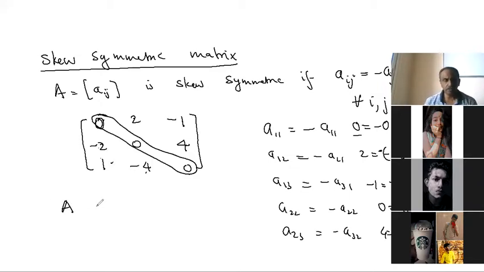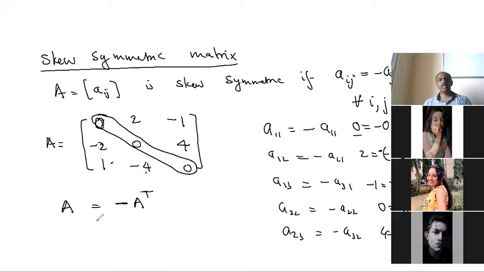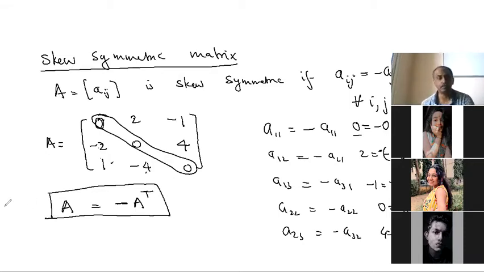What will be the relation between A and A transpose here? If I call this A, and I take the transpose of it, it will be the negative of the elements. A will be equal to minus A transpose. All the elements will be multiplied with a negative sign and we take the transpose. The sign of each element will change. If A equals minus A transpose, then the matrix A is a skew symmetric matrix.